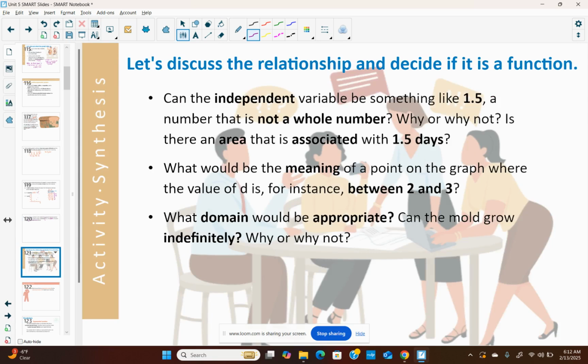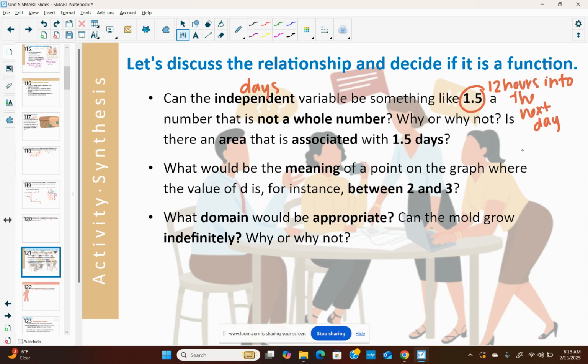So can the independent variable here, which in this case is the number of days, be something like 1.5? So when I talked about connecting it, like could we have non-whole number values? Why or why not? And is there an area associated with 1.5 days? So, you know, you're looking at it each day, but this would be after 1.5 days. So this would be like 12 hours into the next day.